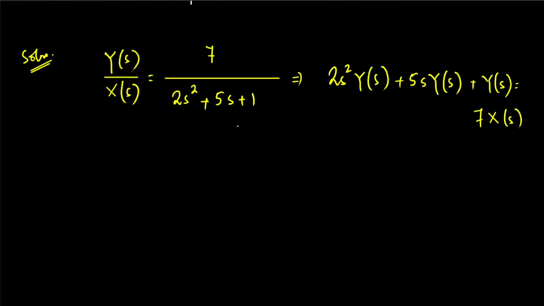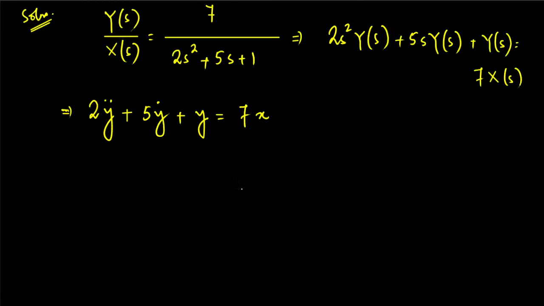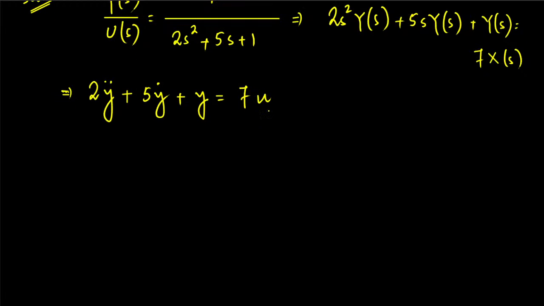Now take the inverse Laplace transform assuming zero initial conditions and all, so that way we're going to have 2y double dot, this is again time domain, right? So this is a function of time, right? And then this becomes 5y dot, plus y, and this is 7x. Okay, now not x exactly, I'm sorry, because this has to be u. All right, and of course assume state variables. Now here I am going to have two state variables.